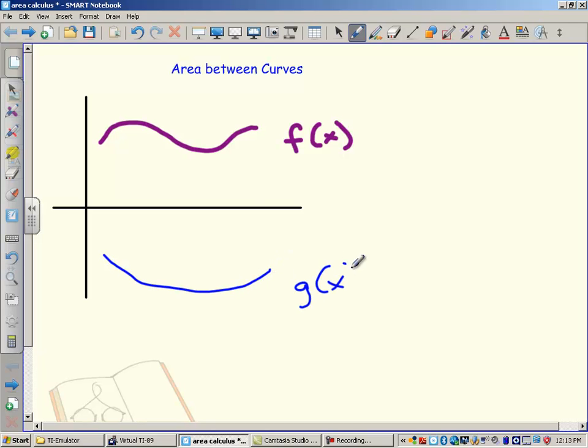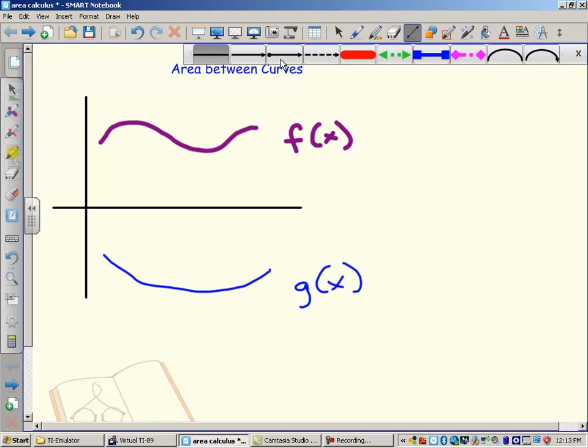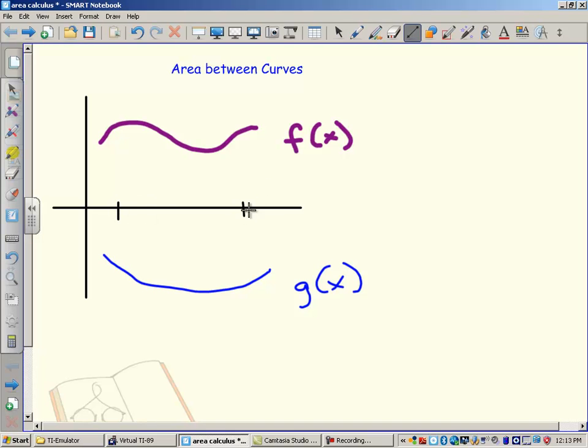And let's say we wanted to find the area between the curves between two x values. Let's say we wanted to find it between x equals a and x equals b. So what we want is to find all of this area between the curves. Now, one way to do this, I'll call this a and b, would be to find the area under f from a to b. And that would be a positive area.